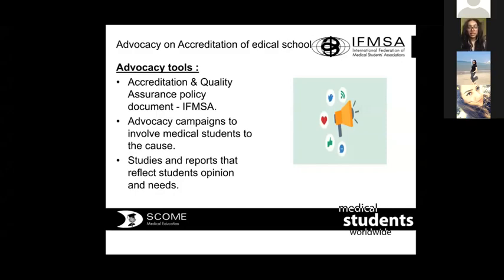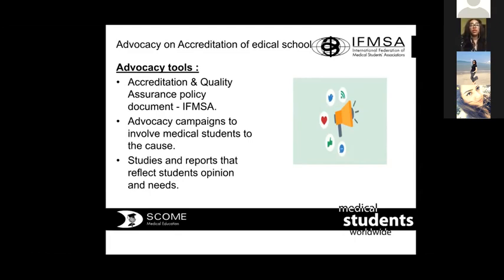As we all know, IFMSA is an organization that represents medical student opinions worldwide. So IFMSA works through these policy documents that represent IFMSA's position and the opinion of medical students on certain issues in medical education or generally in different aspects of IFMSA work. Here in our case, we're talking about the accreditation and quality assurance policy document that represents the IFMSA position: what we want the universities to do, what we want the government to do, what we want the students to do, what we call on the agencies related to medical education to do.